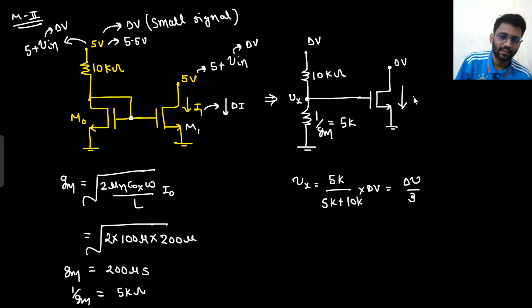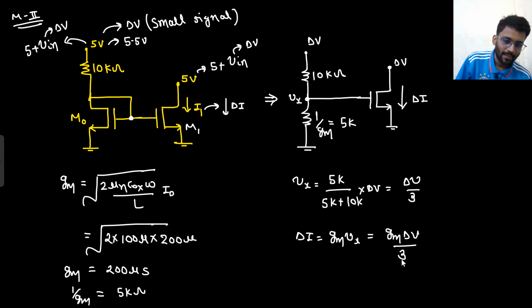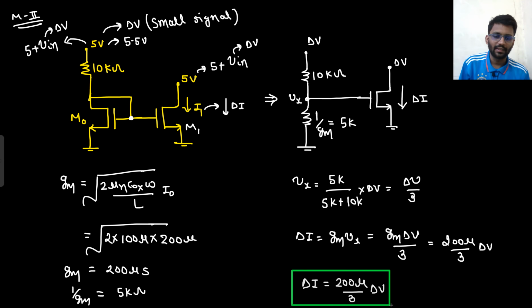So what will be the current here? That current is delta I. So what is delta I? Delta I is GM Vx, or you can say GM into delta V by 3. What is the value of GM? GM is 200 micro Siemens, so change in I would be equal to 200 micro by 3 into delta V. So this is what you are getting as the final answer. Say yes or no: the change in I would be equal to 200 micro by 3 into delta V.